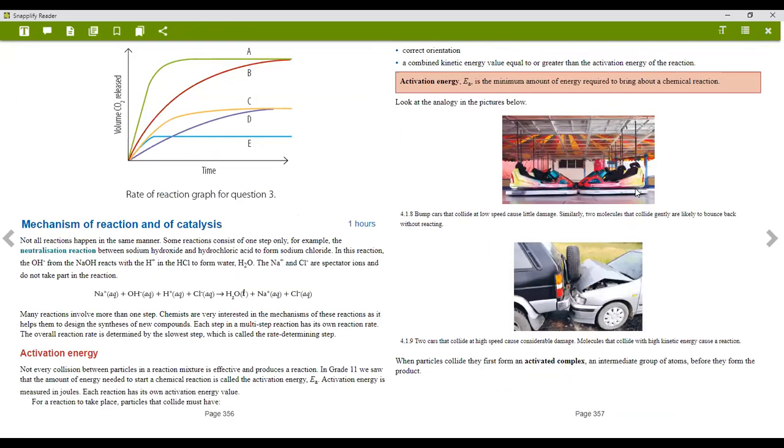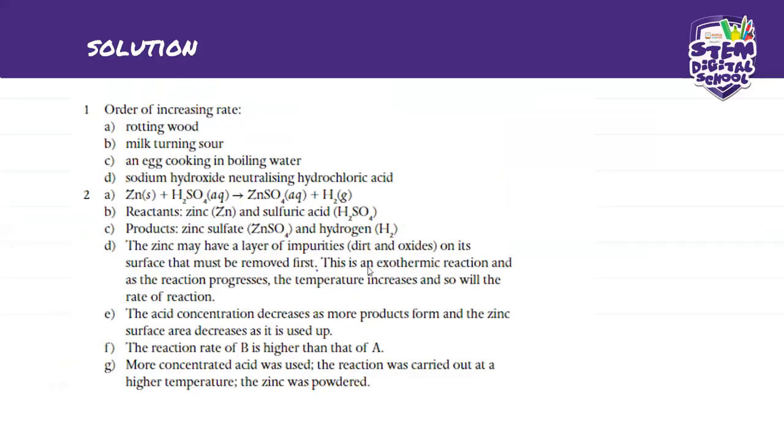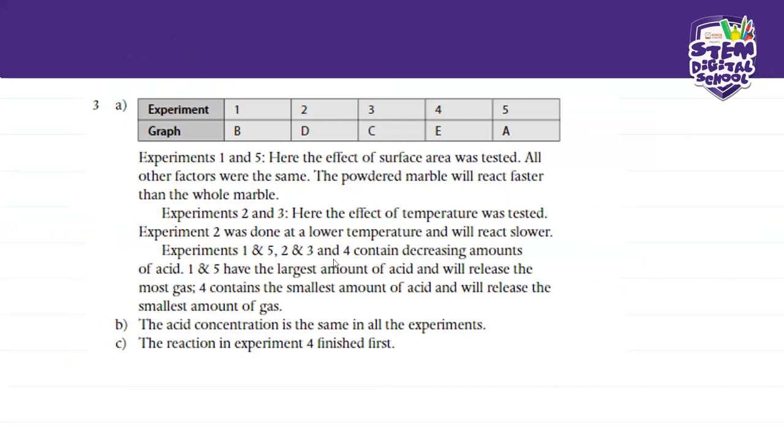So now they want us to match the graph with the different particles there. Okay, so there we have it. You've got that one there, which is A, this one is B, this one is C, this one is D, and this one is E, okay? So how are we going to match these graphs? You see what we've done here? This is our table. So which means that graph A will be experiment one, two, three, four, consecutively.